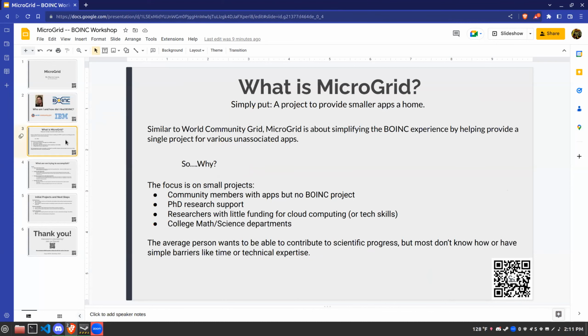So that begs the question of what is Microgrid? What is this thing this guy is talking about, right? The answer is, simply put, I came up with this through various conversations, various podcasts that I'd been on throughout the community within BOINC, within Gridcoin, within SETI. I came to the realization that everyone has this idea for how they want to contribute and push science.